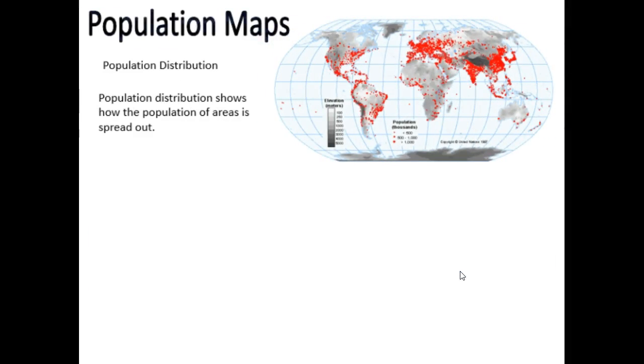Population maps. So you have different types of population maps. Population distribution. What this map shows you, the darker the red is, the more people live in that area. So distribution: where are people distributed in the world? Where do most people reside? You'll see here in these super cold parts of the world, there's not many people that live there. But in these heavily populated areas like India and China, you're going to see the most red because that's where the most people in the world are distributed. So population distribution shows how the population of areas is spread out.